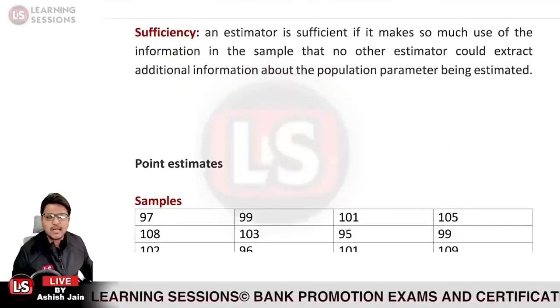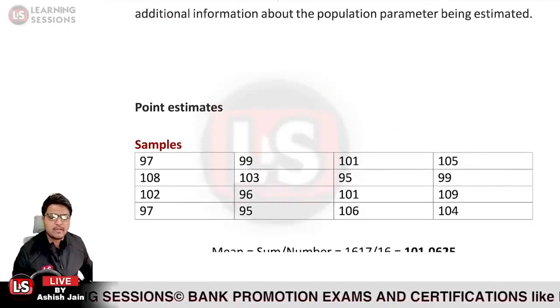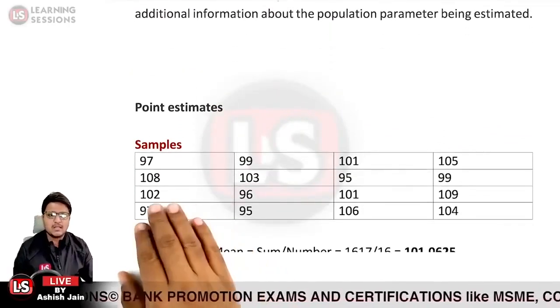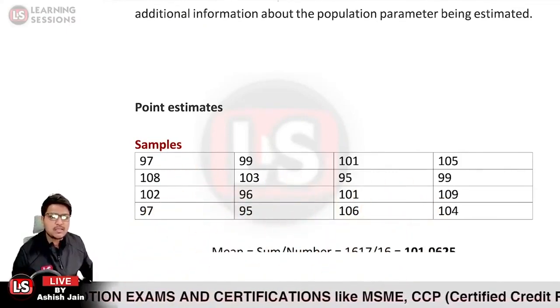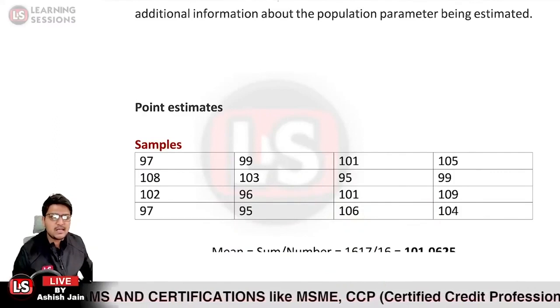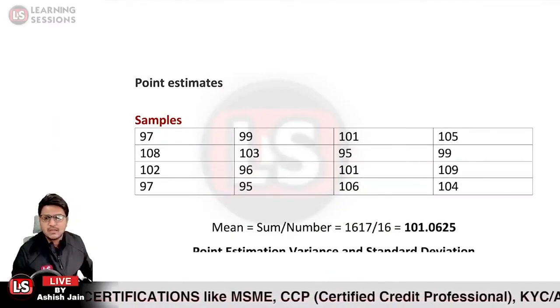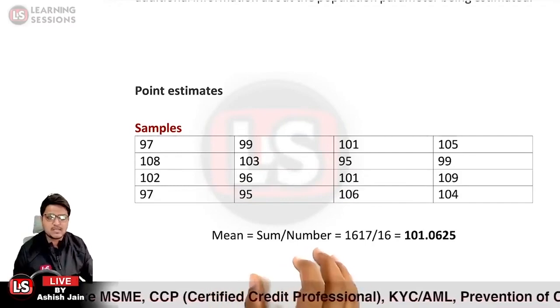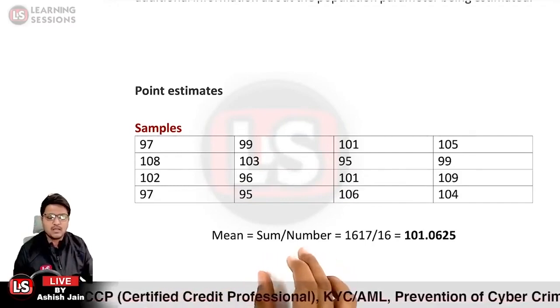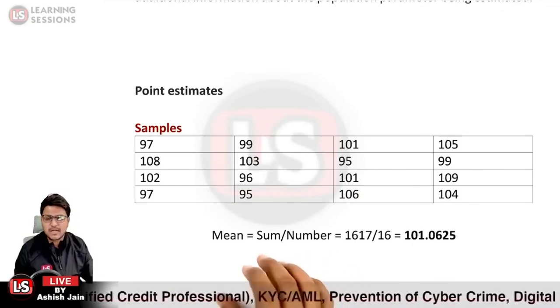Further, it is related to point estimates. Here we are provided with different sample entities, 97, 99 and so on. These are the 16 entities we have. And further, if we consider the mean as an estimator, it would be the sum divided by the number of entities.